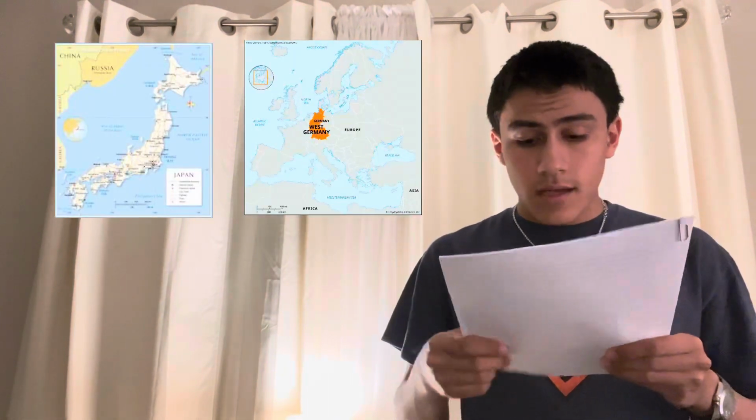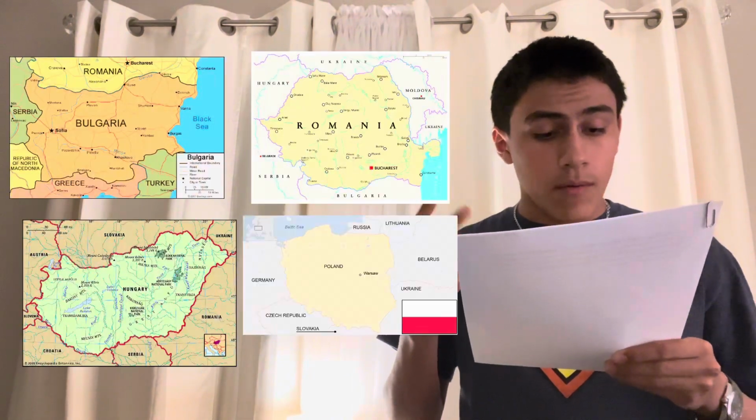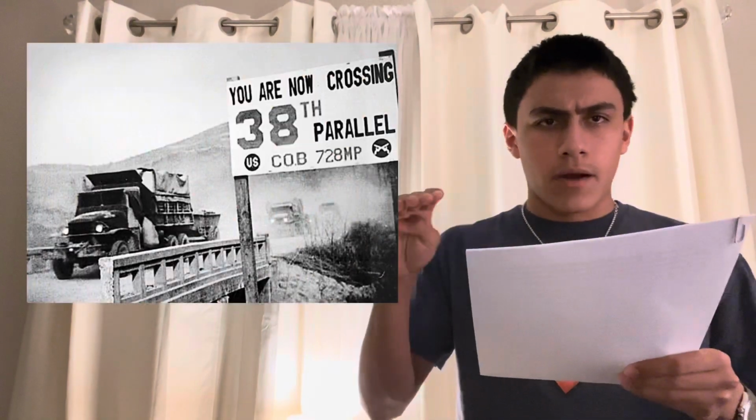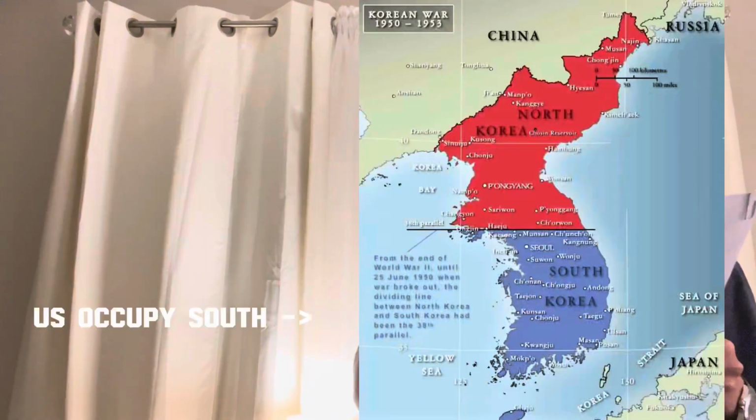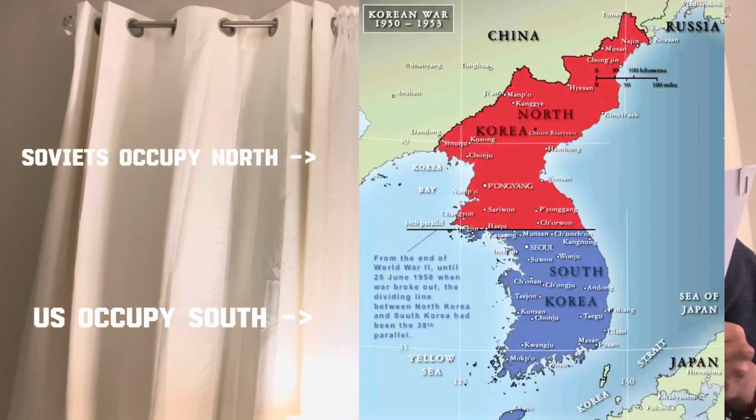After that, the US and Soviet Union start to occupy foreign territories. The US occupied Japan and Western Germany, meanwhile the Soviets occupied Bulgaria, Romania, Hungary, Poland, and Eastern Germany. And of course, one of the territories was Korea. Korea was split along the 38th parallel, with the US occupying the south and the Soviets occupying the north.